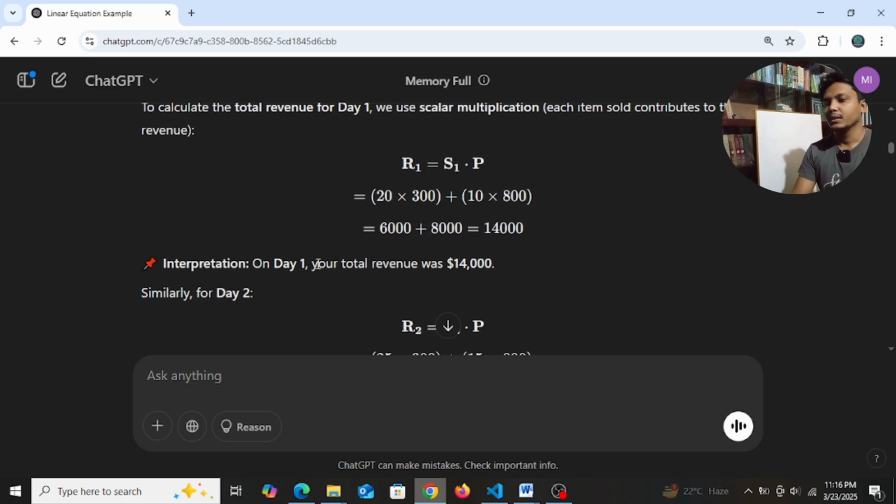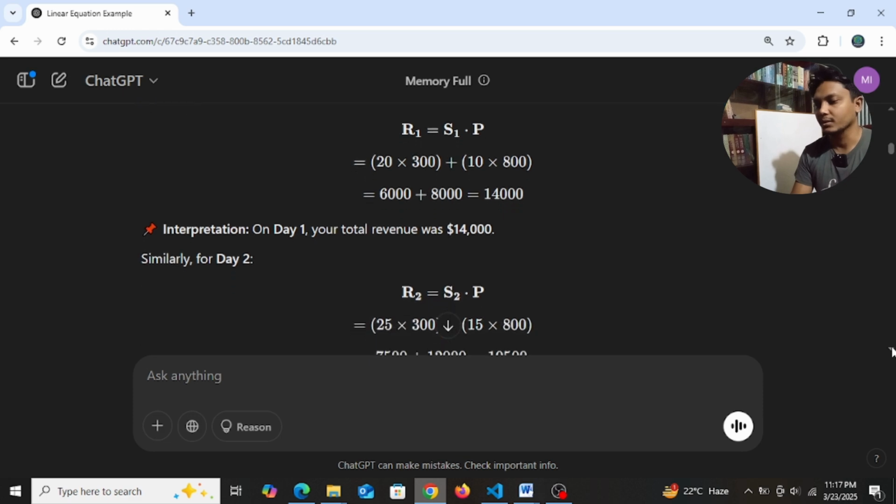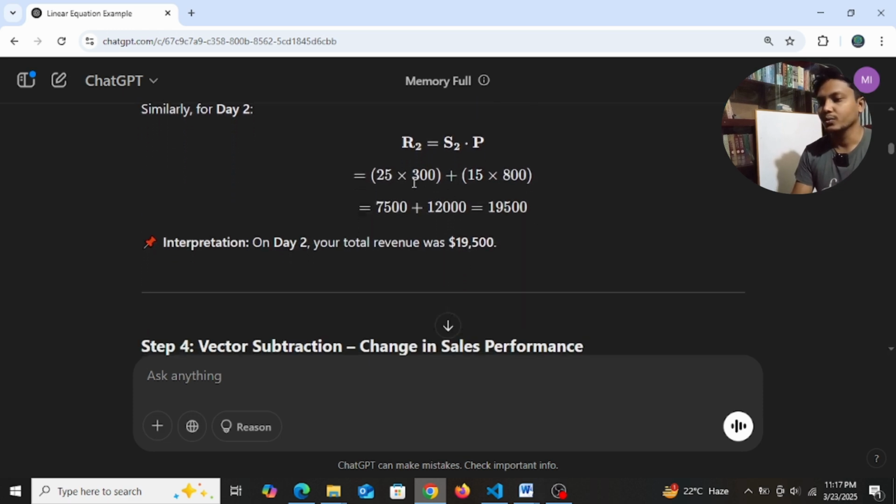Okay. And for day one, your total revenue was $14,000, okay. So for day two, it would be 25 into 300. Okay, so now we can understand where scalar multiplication is applied in real life.